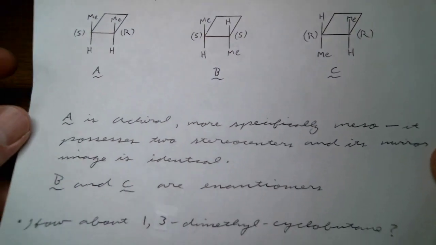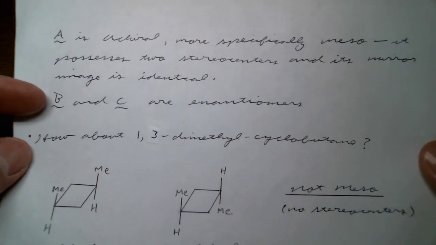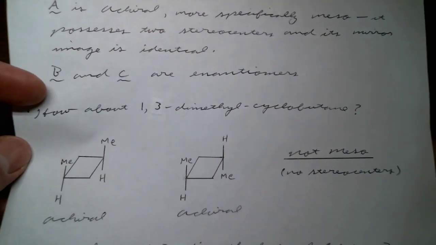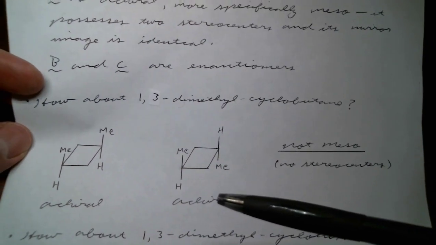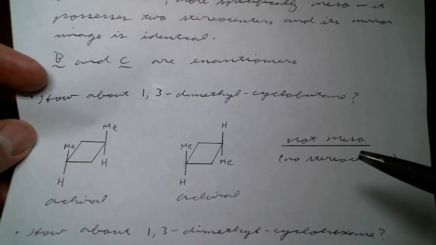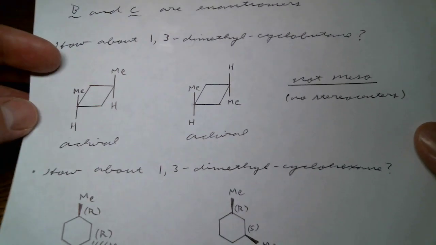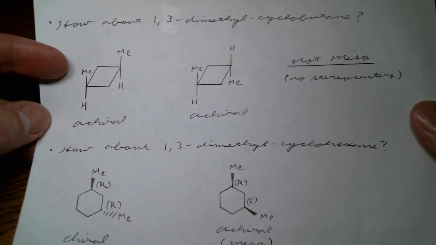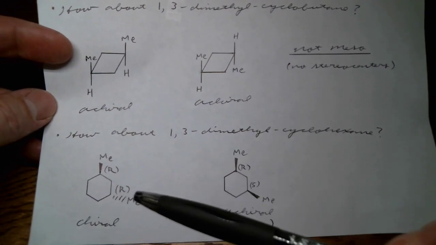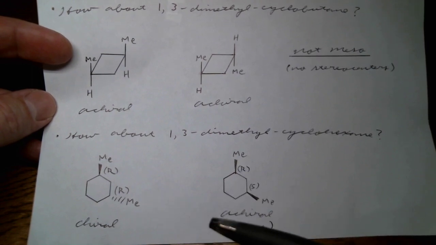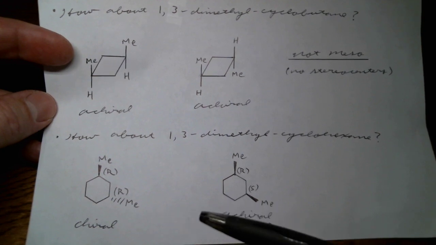So that's a good review there. How about 1,3-dimethylcyclobutane? Both of these isomers are achiral. They're not meso, there are no stereocenters. What about 1,3-dimethylcyclohexane? Now we have cis and trans stereoisomers, which are related as diastereomers, or cyclic diastereomers.